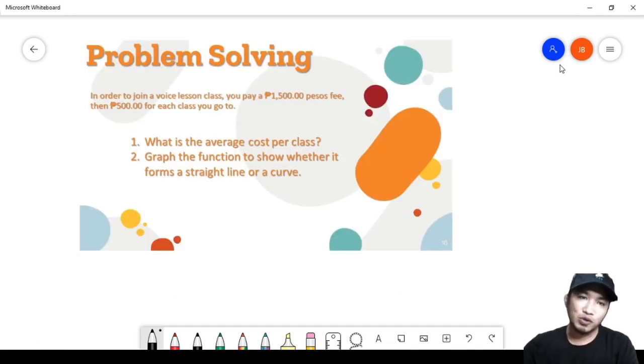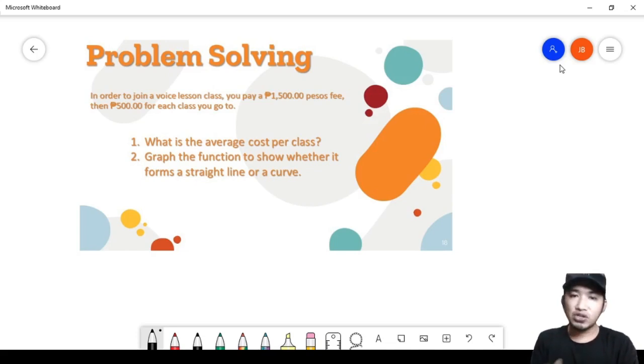And next is the problem solving. In order to join a voice lesson class, you pay a 1,500 pesos fee, then 500 pesos for each class you go to. So this means that if you want to attend a voice lesson class, you pay 1,500. Then there are different kinds of classes, for example voice lessons for rap music, rock music, or K-pop music. Isn't that what you are into now? So 500 for each class.